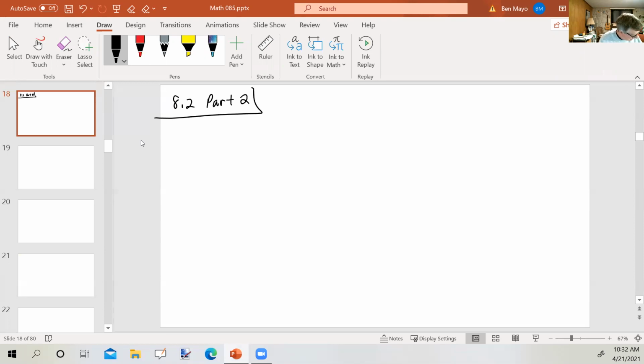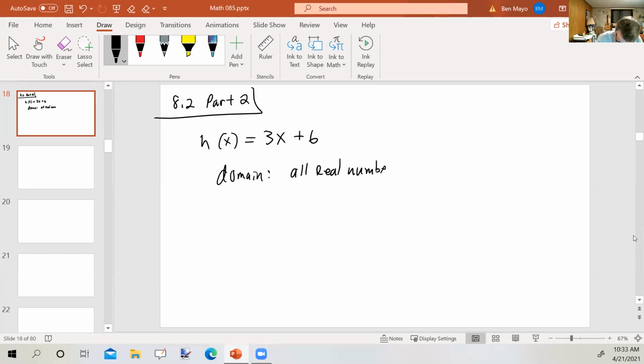So for instance, let's take a look at this problem. H of x equals 3x plus 6. It says, find the domain of the function. Well, there's no variable in the denominator, so there's no way that we're going to be dividing by 0. We could take any real number and plug it in for x. 3 times that plus 6 would also give us a real output value. So here, the domain is all real numbers.